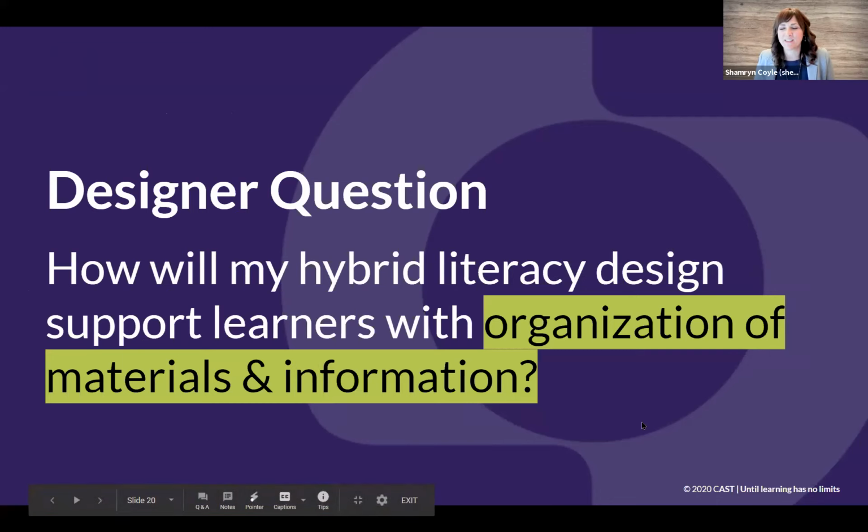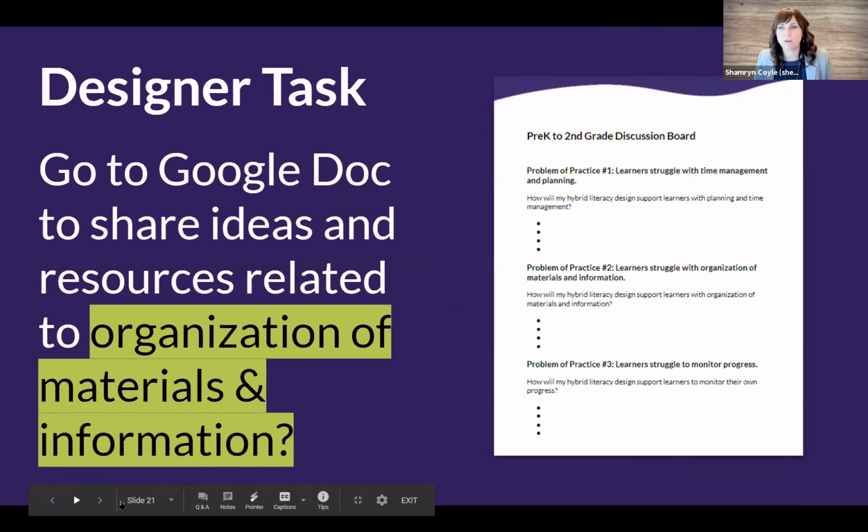So we're going to be specifically looking at design elements for organization of materials and information in the hybrid model, knowing that we've got bits and pieces of physical things that we can provide support for students, as well as things in the virtual realm. And I'll give you a reminder as you go into those discussion boards, you'll be going to problem of practice number 2 for this one.